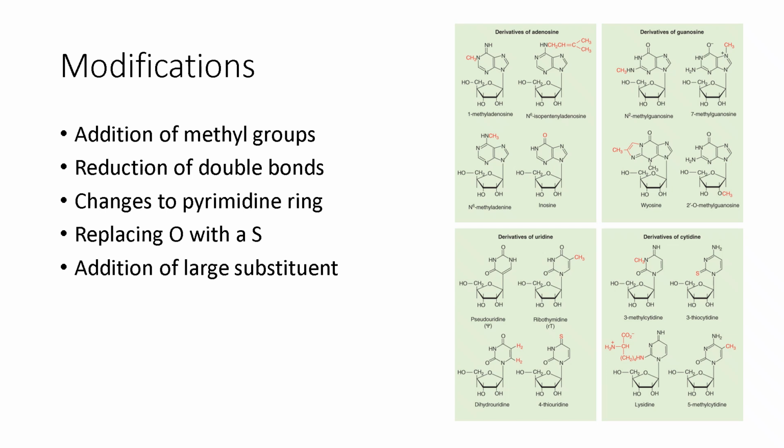After transcription, tRNA molecules undergo extensive modifications to enhance their function. These include methylation, reduction of double bonds, modification of pyrimidine rings, replacement of oxygen atoms with sulfur, and addition of large chemical groups. These modifications help stabilize tRNA structure and facilitate precise base pairing during translation.